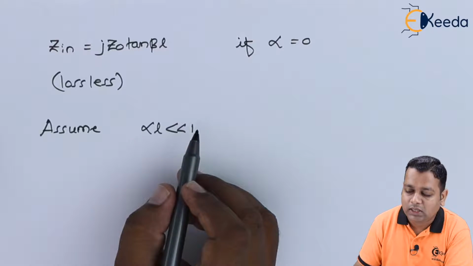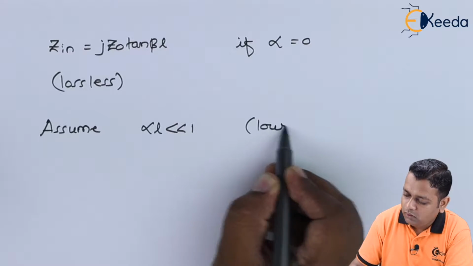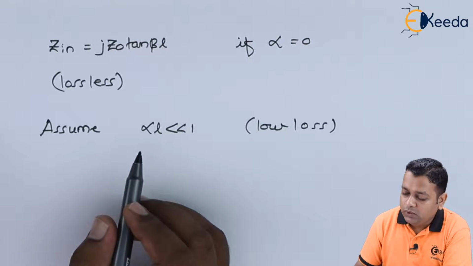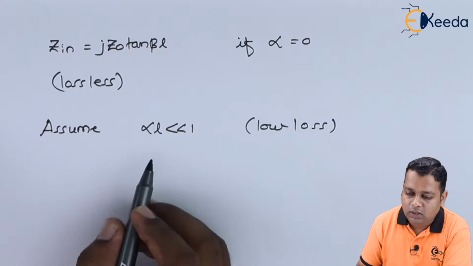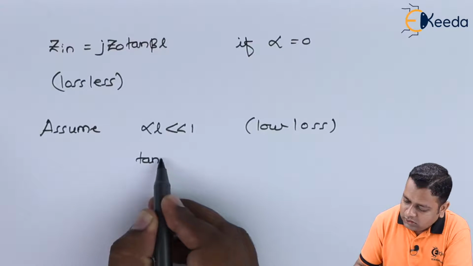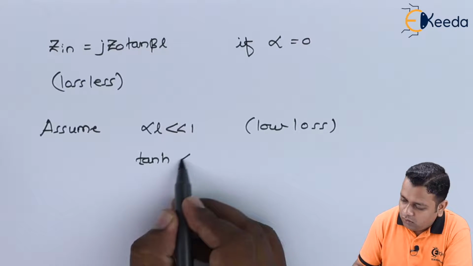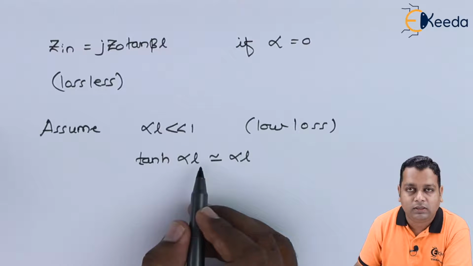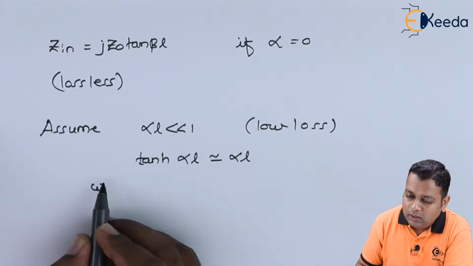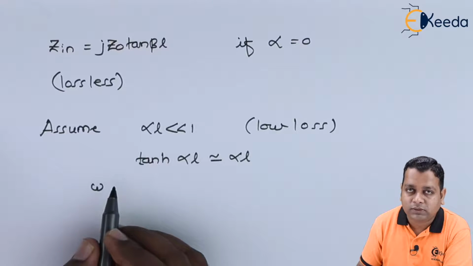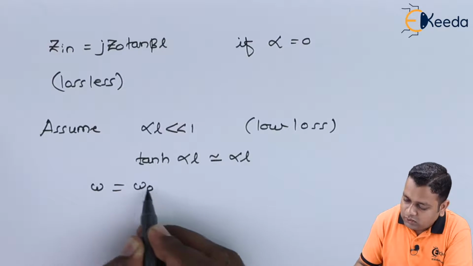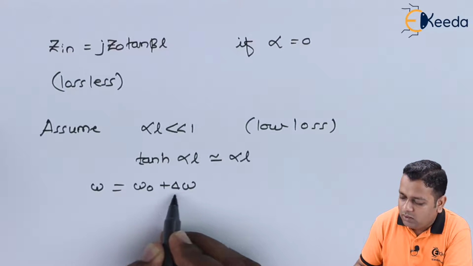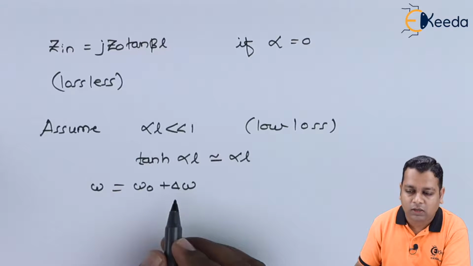So in general we can say this is the low loss condition for the given transmission line. With this assumption, the tanh of alpha L is approximated to alpha L. Also we let the angular frequency omega be the resonant frequency omega 0 added to delta omega, where delta omega is of a very small range.